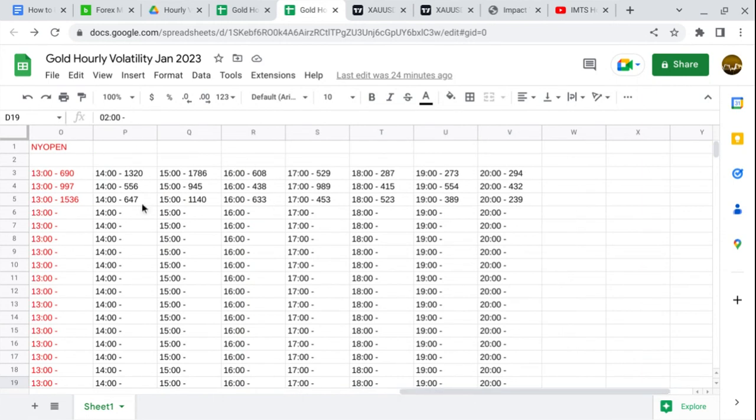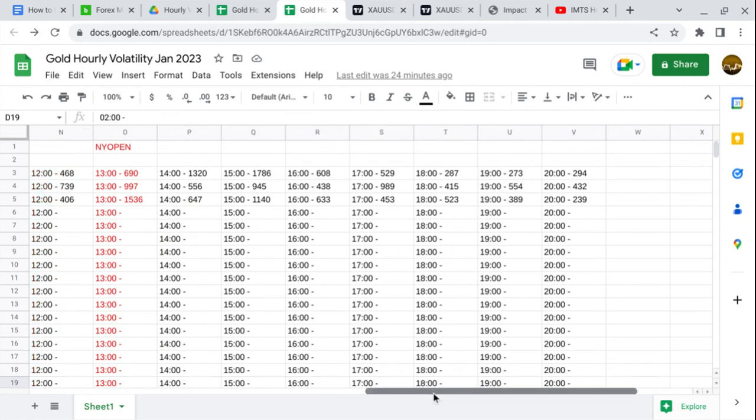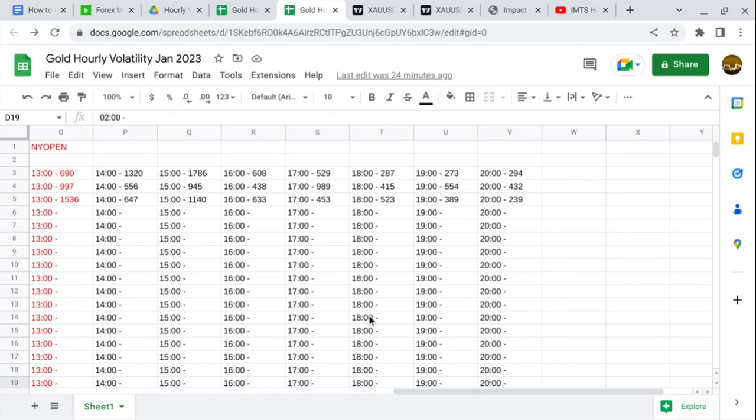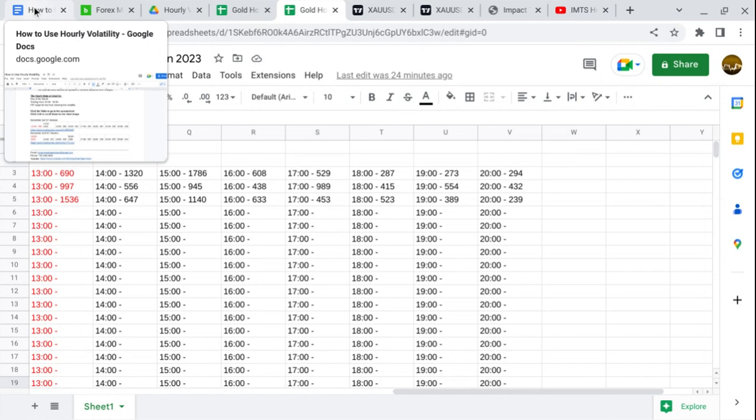Once you start practicing all of this training, these techniques, then you'll know what to expect during each trading day. You combine that with risk management, and then you're a profitable trader. So again, this is how to use the hourly volatility guide.